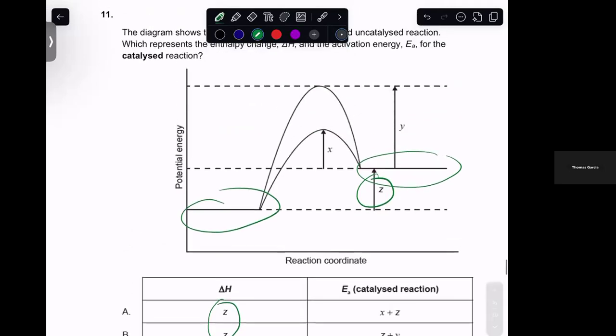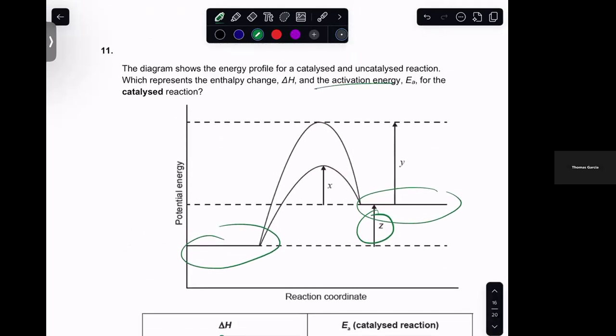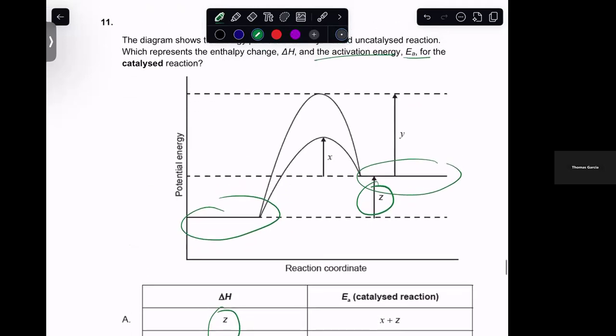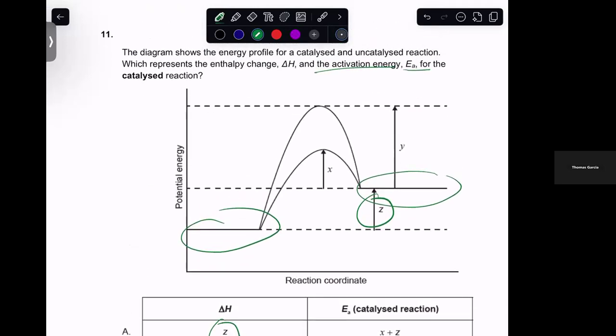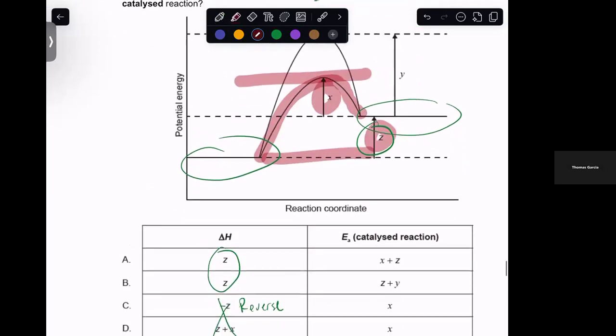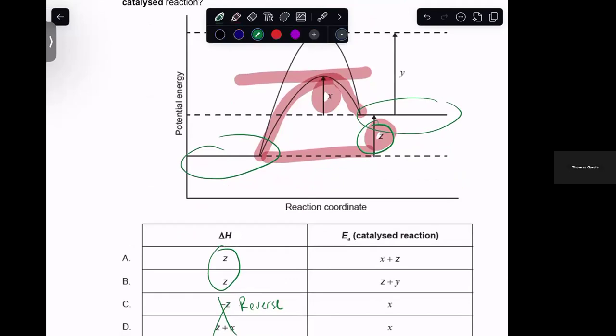All right. And then we need the activation energy, EA, for the catalyzed reaction. The activation energy for the catalyzed reaction is going to be following this line right here. So we need this to this. So that's going to be Z plus X. Therefore, our answer must be A, X plus Z.